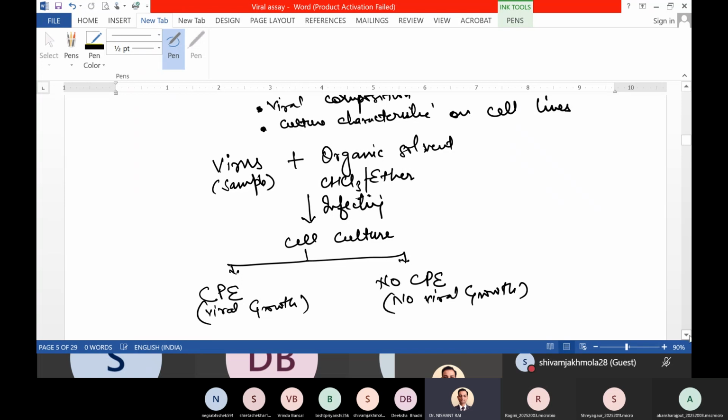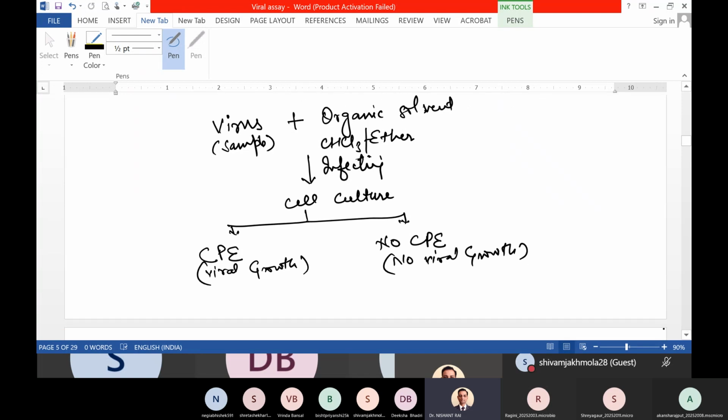Okay, so after incubating it with a suitable solvent and infecting the cell culture system, there may be two possibilities, because till this time you don't know anything about the chemical composition of the virus. Either you will observe cytopathic effect, which will confirm viral growth, or you will observe no cytopathic effect, which will confirm no viral growth.